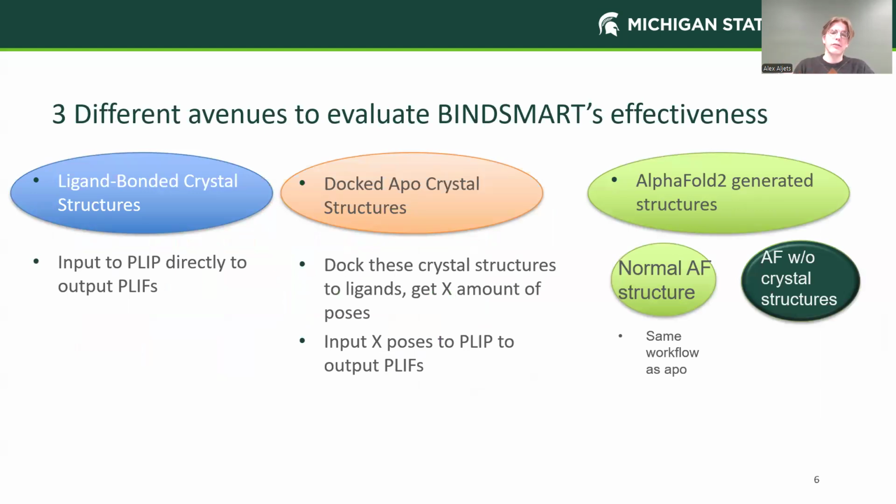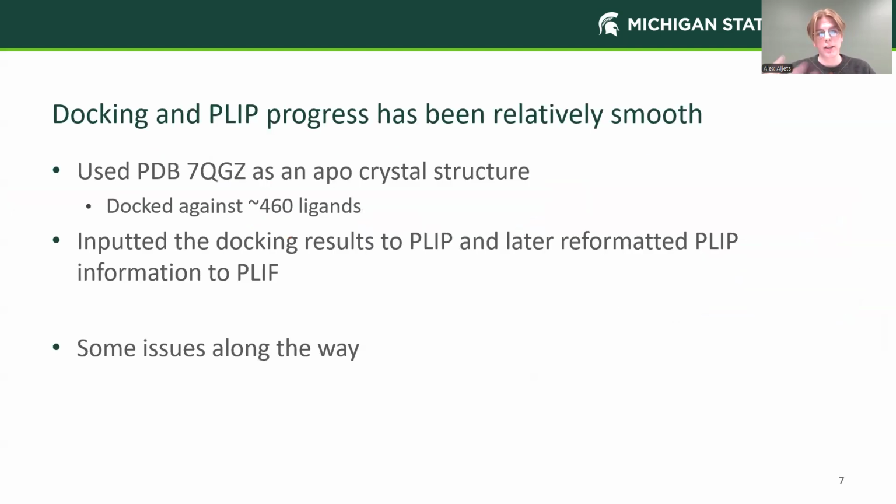So basically how we're going to evaluate BINDSMART effectiveness, or how we did evaluate it, we could do with ligand-bound crystal structures, docked apo crystal structures, which would then be docked to ligands, and with AlphaFold 2 generated structures. I focused in my workflows on docking the apo crystal structures, specifically 7QGZ, which is just a PDB code for CA2.